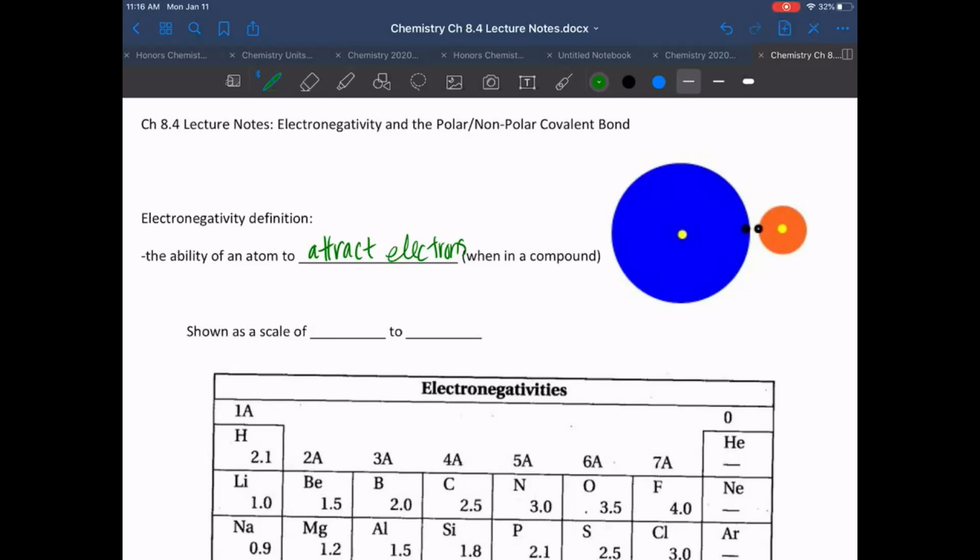And so this is specifically the want to attract bonds when in a compound or electrons when in a bond. And so this is just a generic depiction of two atoms. One I have represented blue and one in orange. And think of these little black circles as the electrons that they are sharing. And so one atom might want them more than the other. And this measurement of how much they want them is just a scale without units. So it's a scale that goes from 0 to 4.0.